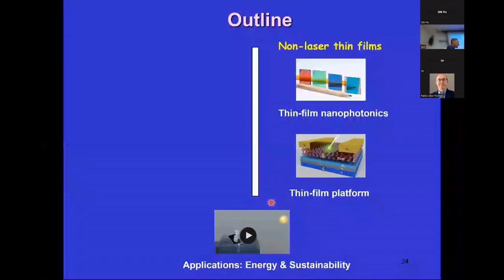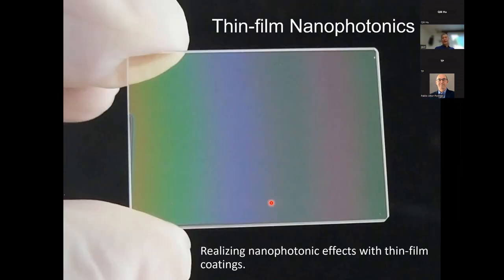Okay, so let me switch gears to discuss the other topic, which does not involve lasers, and as mentioned, thin film and photonics. So what do I mean by thin film photonics or thin film nanophotonics? Well, we want to realize a nanophotonic effect with a thin film optical coating.